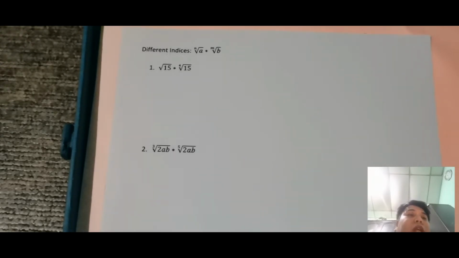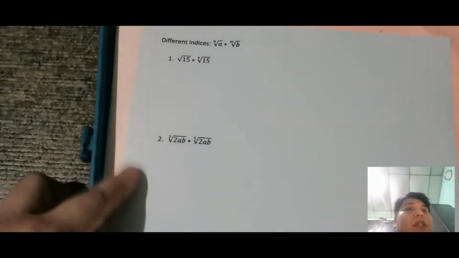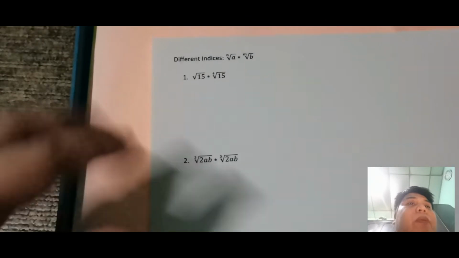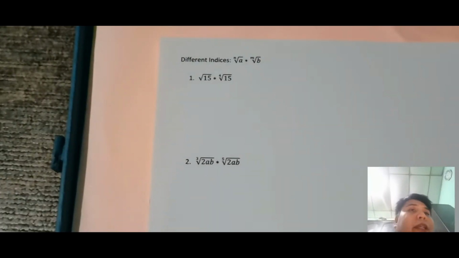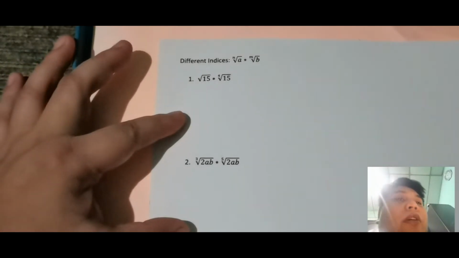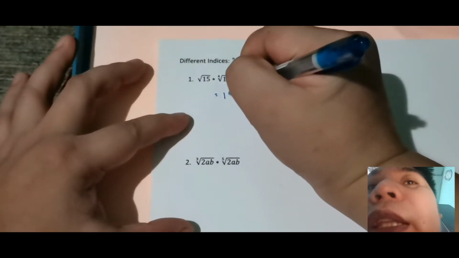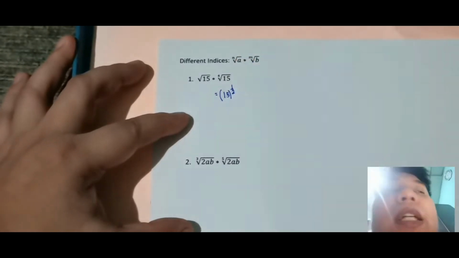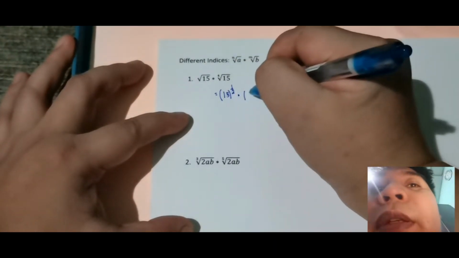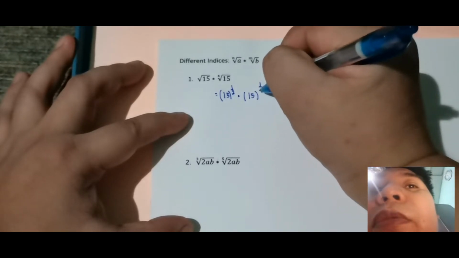Okay, so ganito ang gagawin mo pag mag-multiply ka ng radicals in which different indices siya. Okay, so una, let's have number 1. We have square root of 15 multiplied by fourth root of 15. So, ano yung index ng una? Index po ng una is 2. Index ng pangalawa is 4. Ito ang unang gagawin natin. Ang unang gagawin natin, i-express mo yung dalawa into power with fractional exponent. So, this is equivalent sa 15 raised sa 1/2. Lalagyan ko lang ng bracket. Then, multiplied by 15 raised sa 1/4.